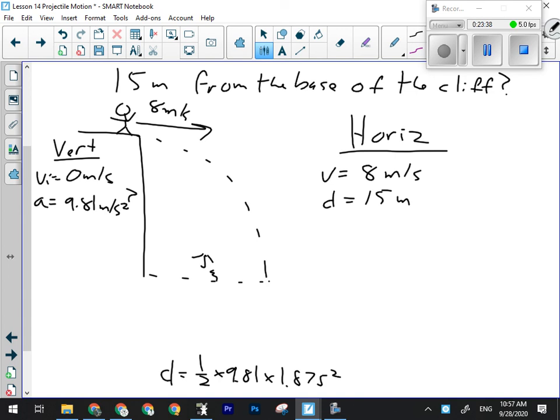It wants to know the height of the cliff. So it wants to know this, which would be my vertical displacement. What do I need if I want to find D? That I could maybe find using my horizontal stuff. Time. Yeah, I can find time with my horizontal information. Remember, horizontal is always V equals D over T. If that's the case, then I can find T, because I've got 2 out of the 3 parts of that formula. So T equals D over V, right? So that'll be 15 over 8.